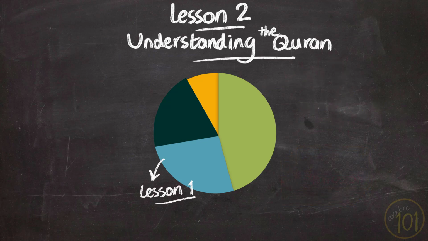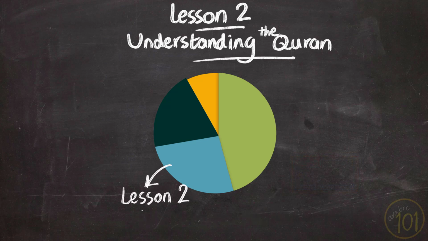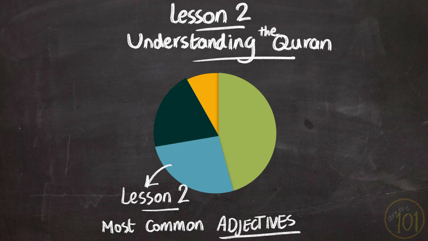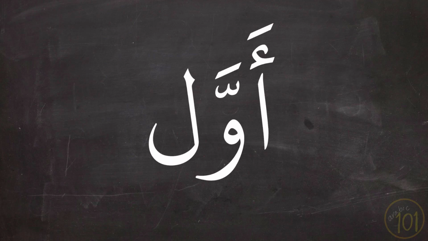Last lesson, we learned the most frequently used attributes of Allah in the Holy Quran. If you haven't watched this lesson yet, make sure to check it out. You'll find the link in the description. And in today's lesson, we learn the most frequently used adjectives in the Holy Quran. So let's get started. And the first adjective is awwal.